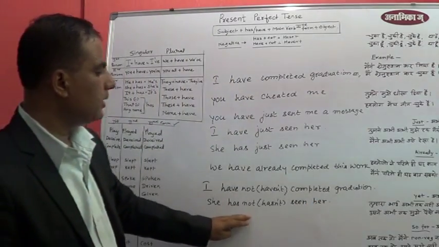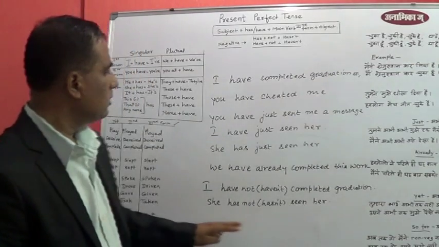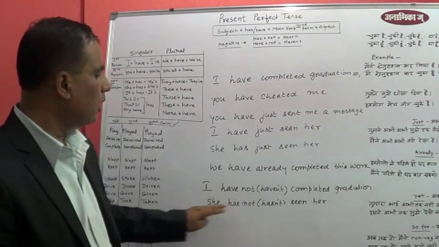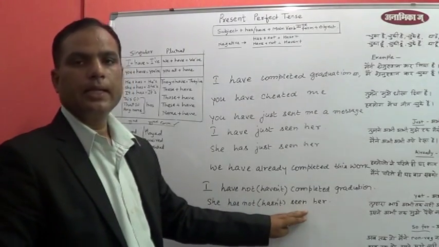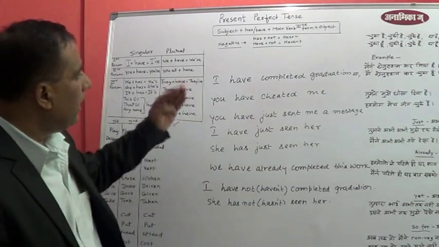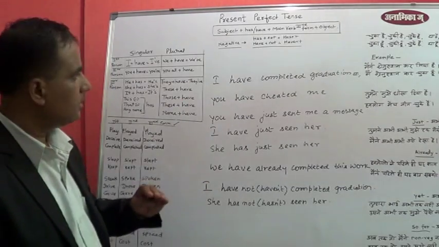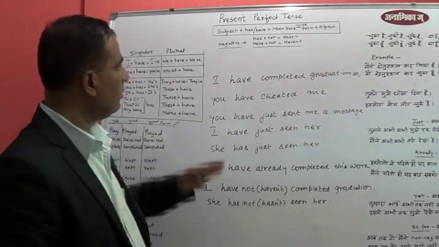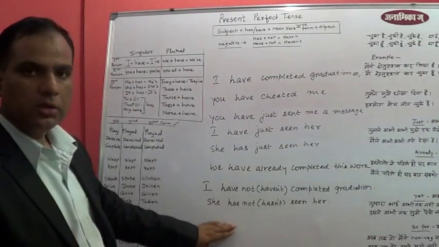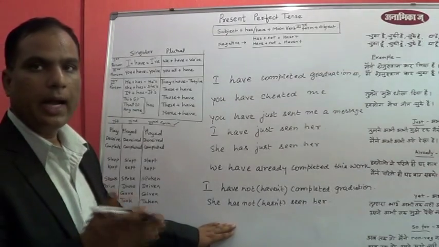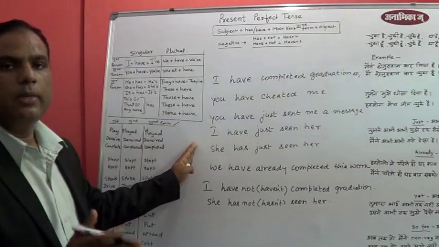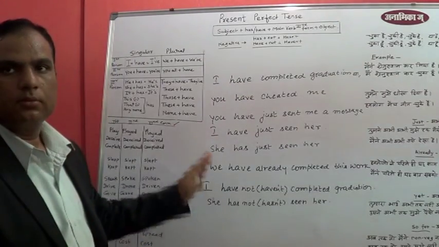She hasn't seen her. तो केवल सिर्फ एक एडिशनल शब्द not आया और ये पूरा सेंटेंस नेगेटिव बन गया. So making a negative sentence, if you are aware of positive, is not at all difficult. You just have to add not after the helping verb has and have, and that sentence will become negative.